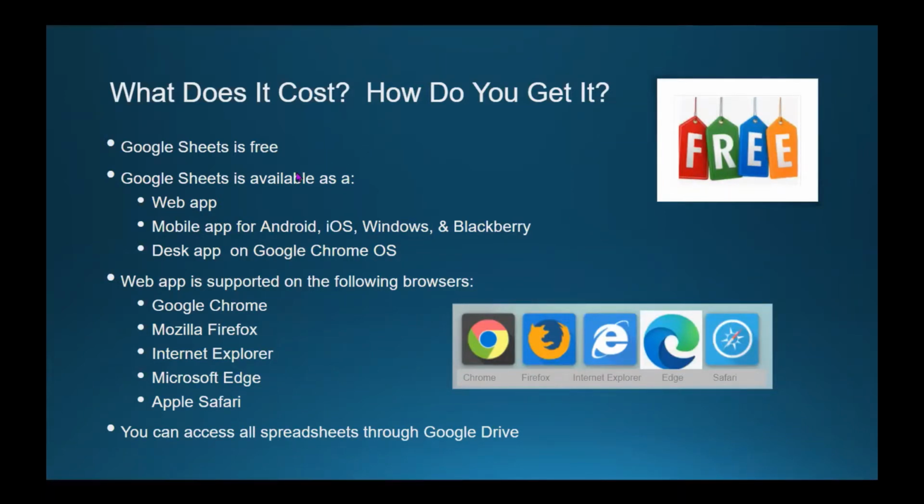How do you get it? Google Sheets is available as a web app, a mobile app for Android, Apple, Windows, and BlackBerry. It's also a desk app on Google Chrome. The web app is supported on the following browsers: Google Chrome, Mozilla Firefox, Internet Explorer, Microsoft Edge, and Apple Safari. You can access all the spreadsheets through Google Drive.